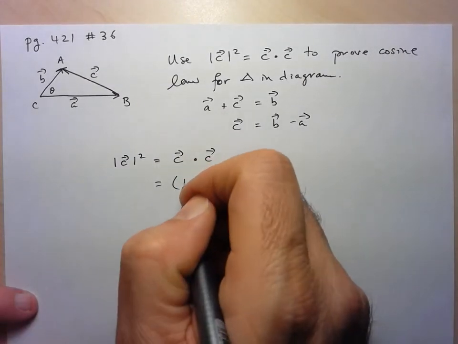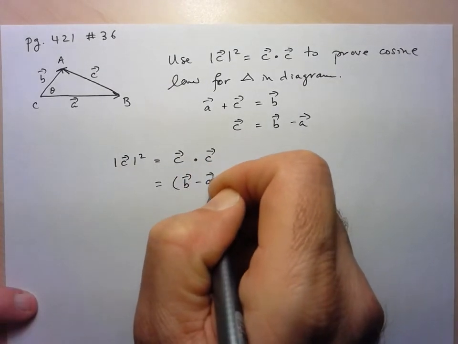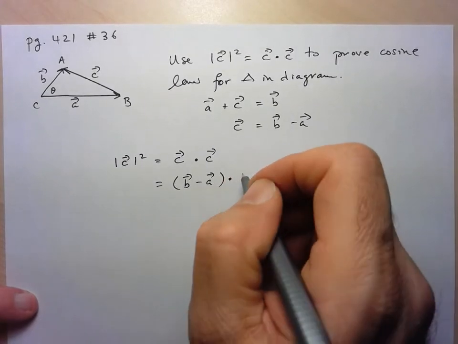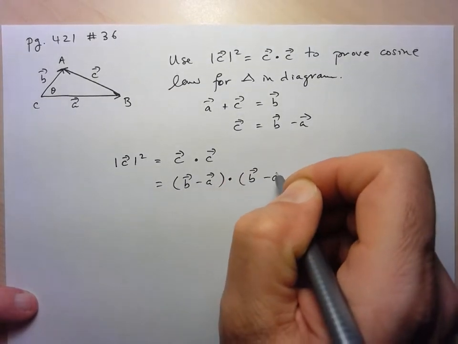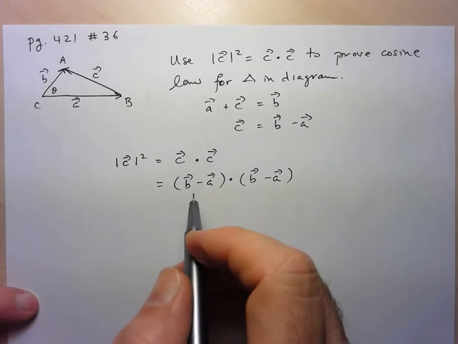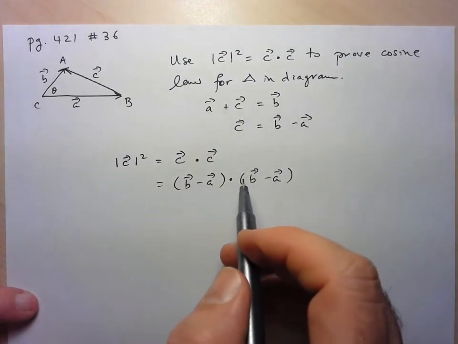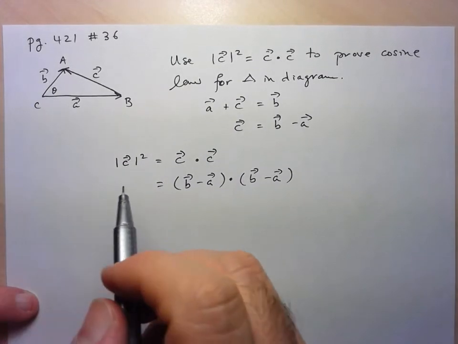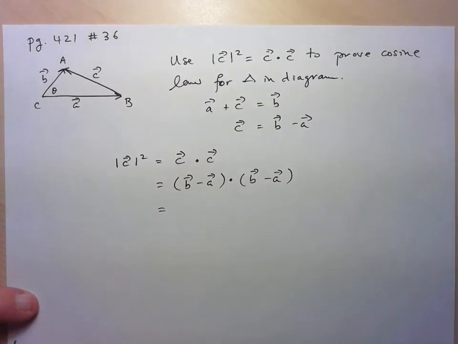So c is equal to b minus a, dotted with c again, which is also equal to b minus a. And now we notice that everything on the right hand side now involves the other two sides of the triangle, which is exactly what we want. Okay, so let's do the algebra.